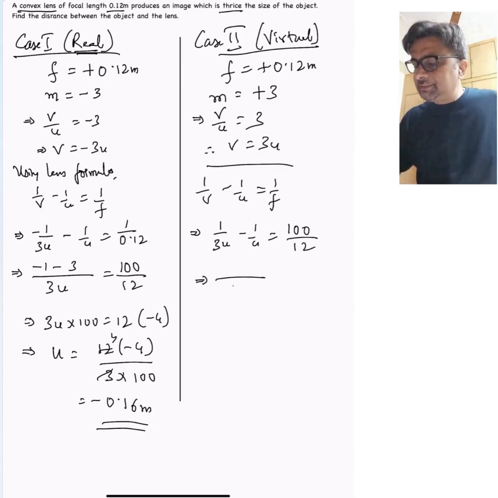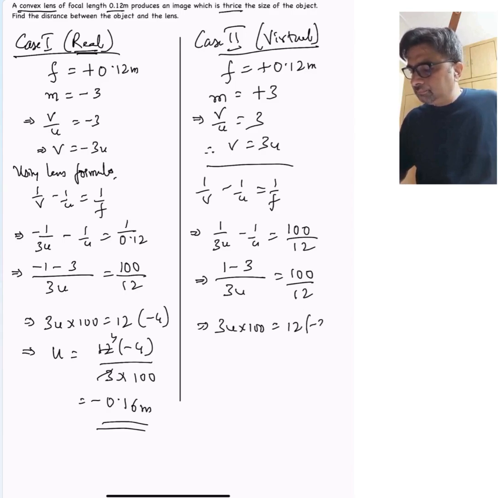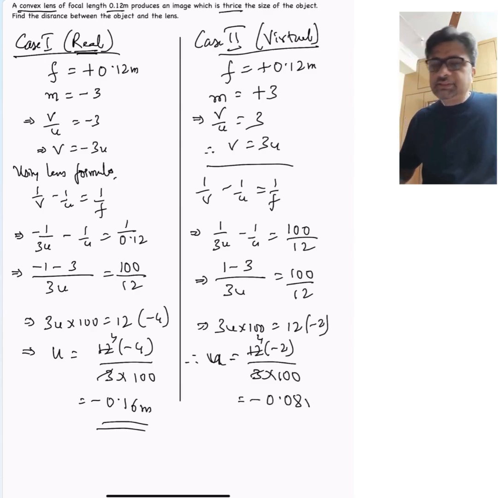Again, mathematics. So U comes to 12 into minus 2 by 3 into 100. Let's see how much this is. So this is minus 0.08 meters. So this is the object distance.